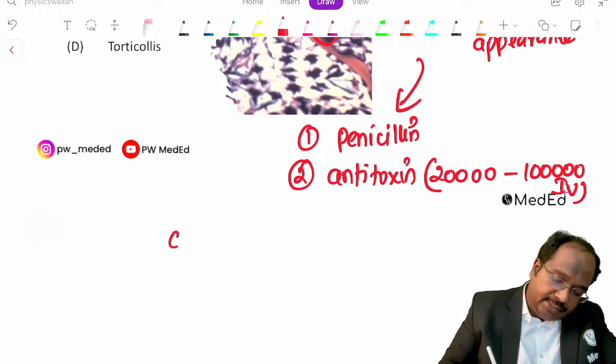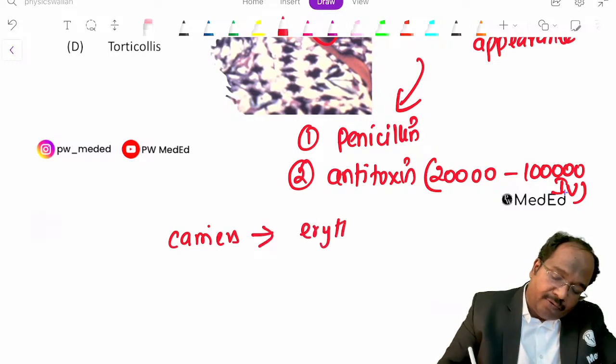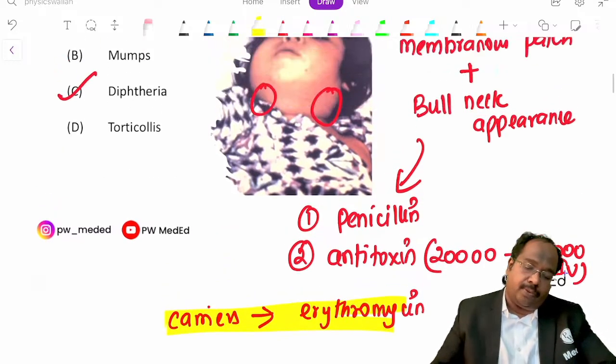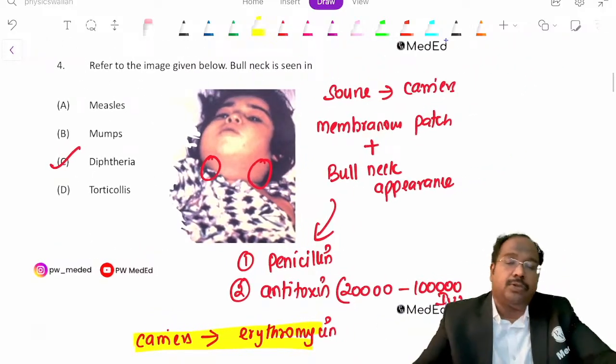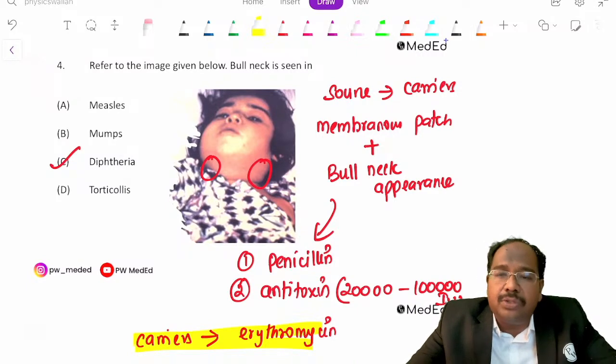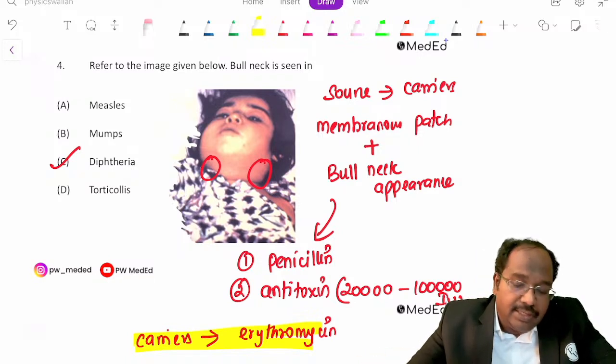What about carriers? They are the most important source. For carriers, we can provide erythromycin. Okay, fine. So, am I clear? This is a case of diphtheria, guys, because the membranous patch can produce toxins. That's why it's a medical emergency. We have to treat them with antitoxin, otherwise it can cause myocarditis. So that is the reason.